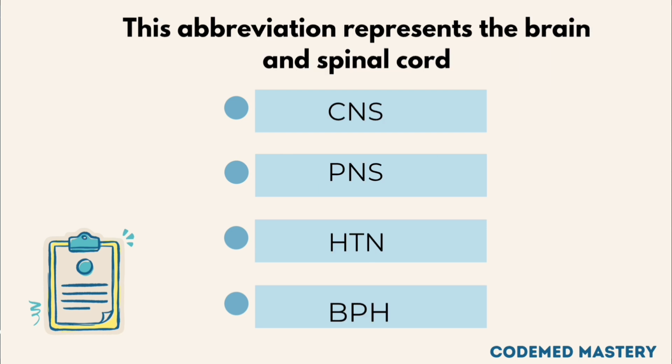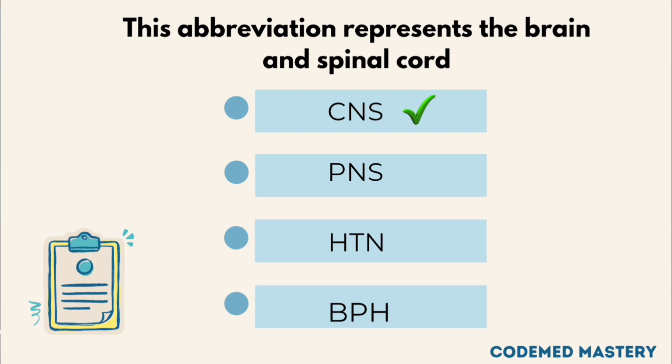Next question. This abbreviation represents the brain and spinal cord. Option A, CNS, option B, PNS, option C, HTN, option D, BPH. And the correct answer will be option A, CNS, that is Central Nervous System. It includes the brain and spinal cord.